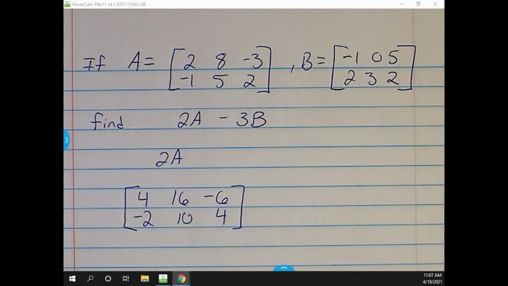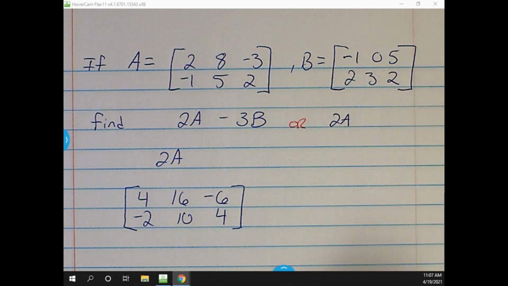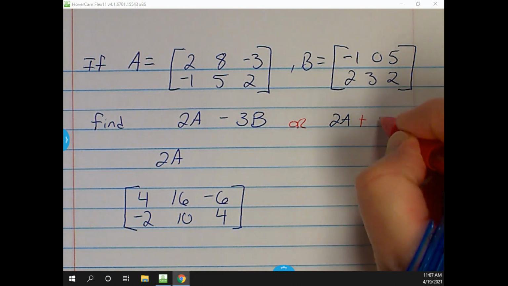Now, a lot of people don't do well with subtraction, just being honest with us here. So what you could also do in this one is, if you have 2A minus 3B, just remember you could rewrite that as 2A plus negative 3B.